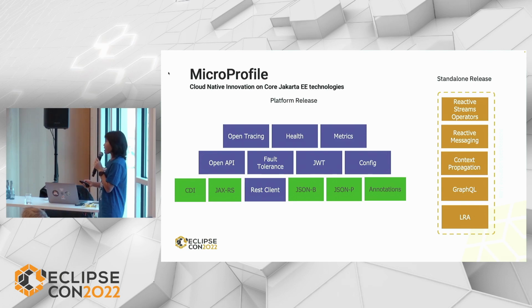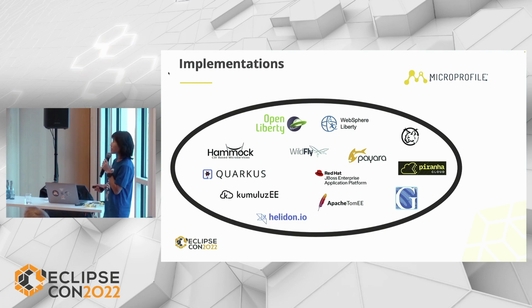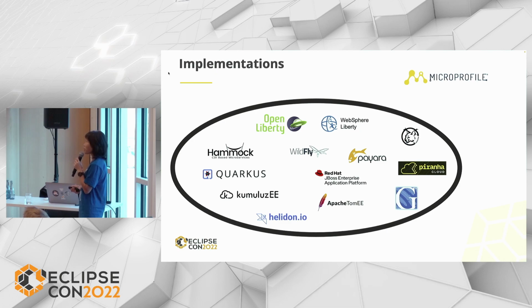Okay, so let's dive in to see the implementations. MicroProfile is an open standard for cloud native application development. It has a lot of implementations for you to choose from, so you don't have a vendor lock-in problem. So we have OpenLiberty, which is open source, and also WebSphere Liberty, which directly packages OpenLiberty and adds a few other features.